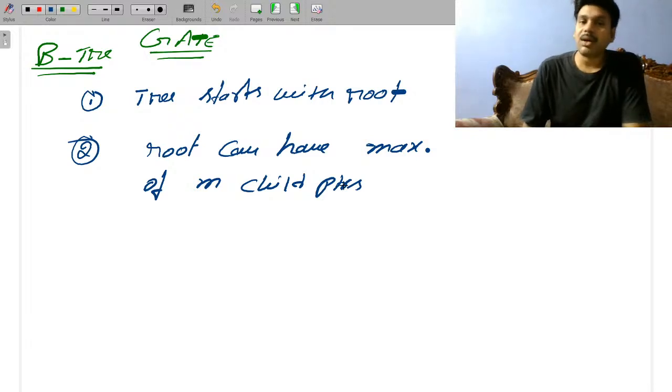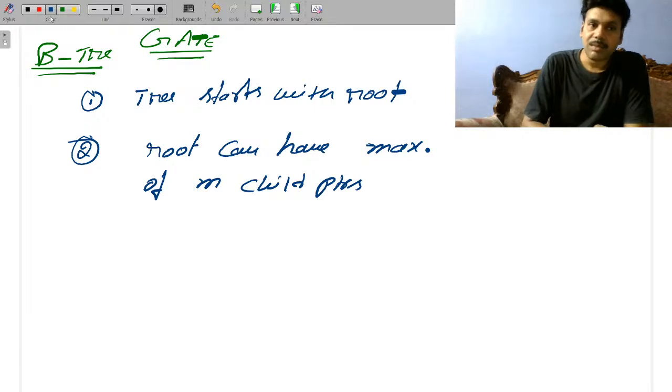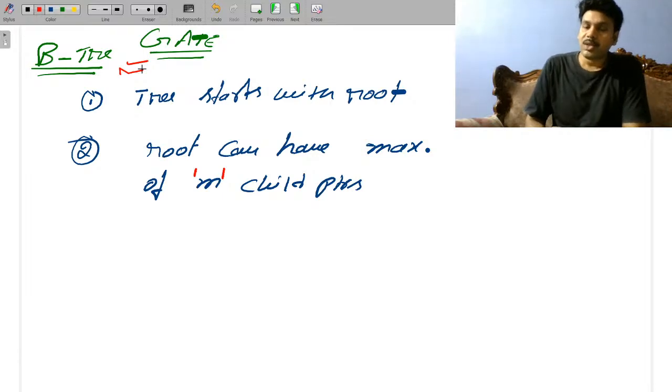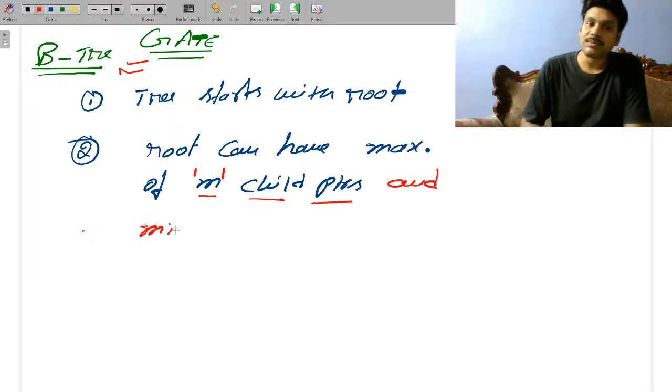Please wait, all of you. What is a child pointer? What is a record pointer? I will tell you, please give me time, because we are going to represent a B tree now. You will understand after 5 minutes. So root can have a maximum of m child pointers and a minimum of 2 child pointers. Please observe friends.